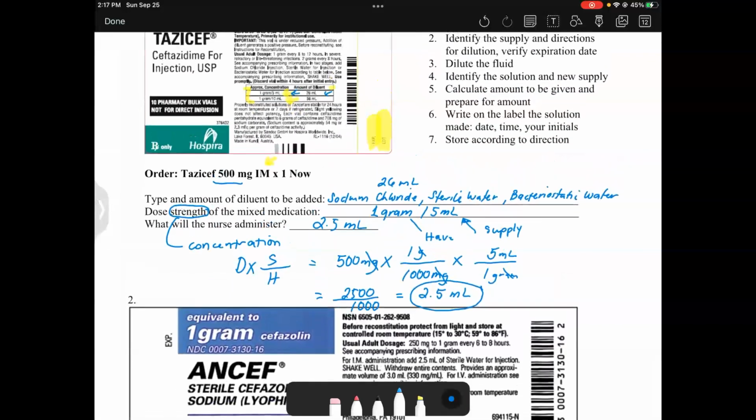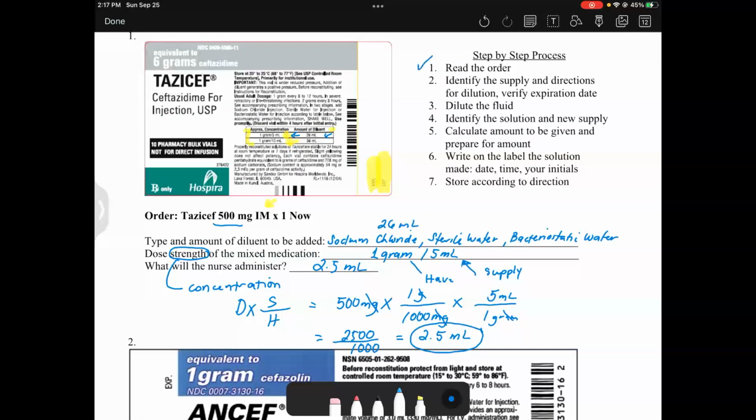Right? So we did this part right here. We read the order, we identified the directions, and if we're in the hospital setting, we actually dilute the fluid, right? We mix it together. We identify the new solution and new supply, which we did in order to determine the amount of drug to give, right? Then we calculated it. Then we need to write on the label the solution made, right?